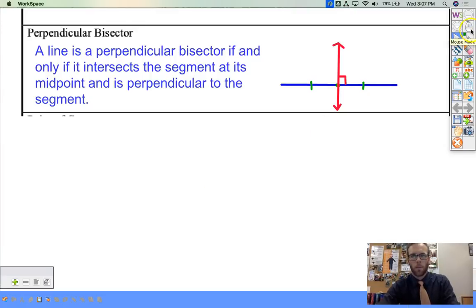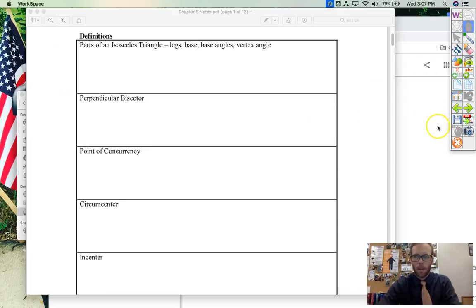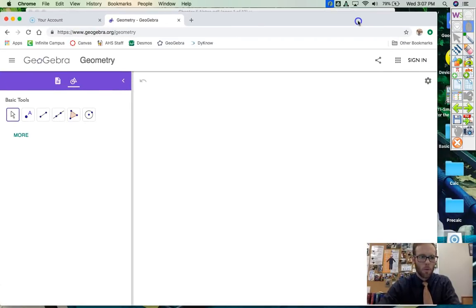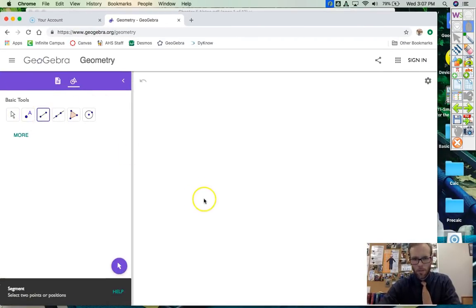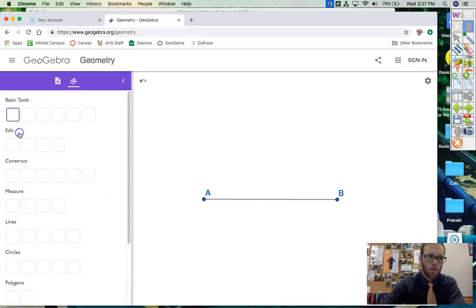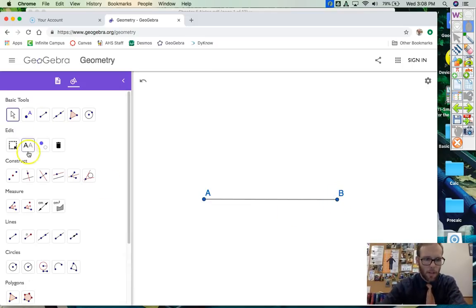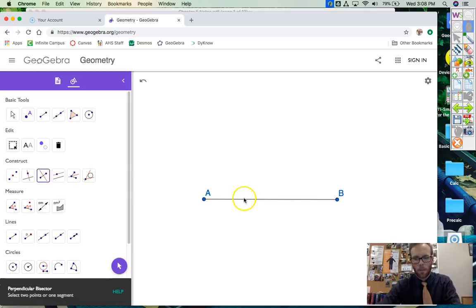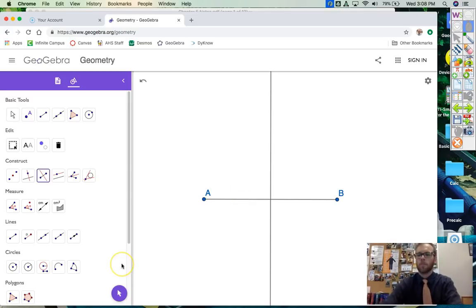So let's take a look at perpendicular bisectors a little bit. And to explore, we're going to go to our friend GeoGebra. I am going to create a segment. I am going to construct a perpendicular bisector. Under my construct tools, the third one looks like a perpendicular bisector, and when I hold my cursor over it, of course, it is. So I'm going to choose that. There's my perpendicular bisector.